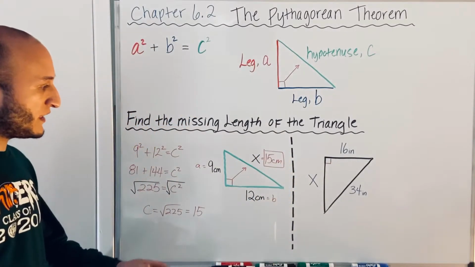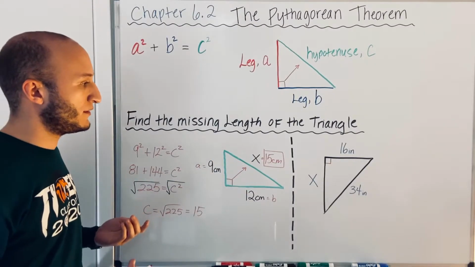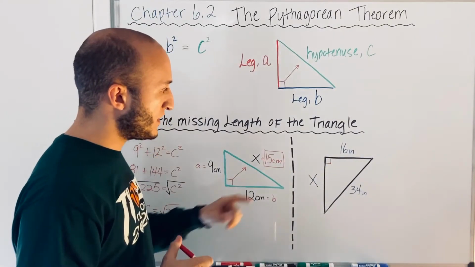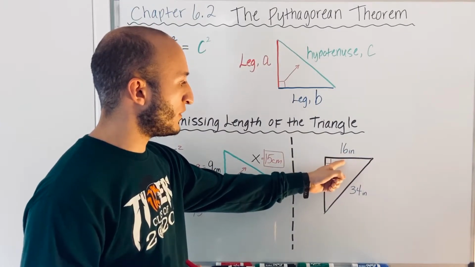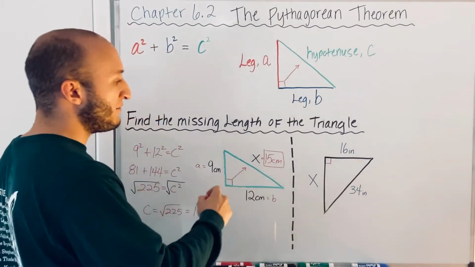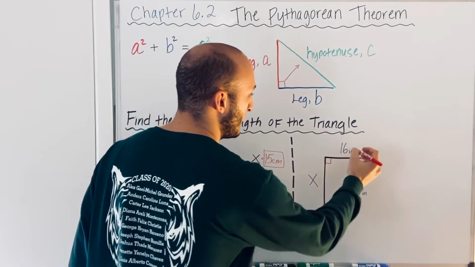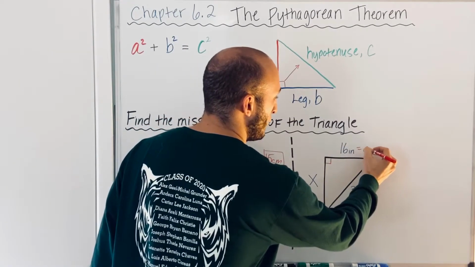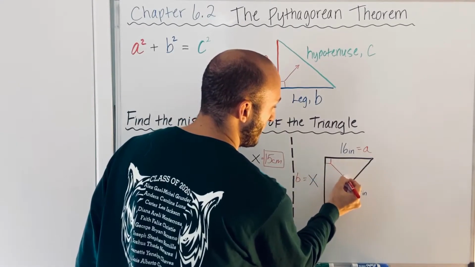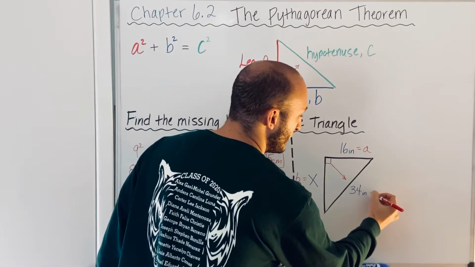Which makes sense because my hypotenuse length should always be the largest. Looking at this one, I have 16 inches for one leg and 34 inches for a hypotenuse. Now this time they gave me my hypotenuse, and I'm trying to solve for a leg. It doesn't matter which order I label my legs, just make sure that you know that the side across the 90 degree angle is always your C.